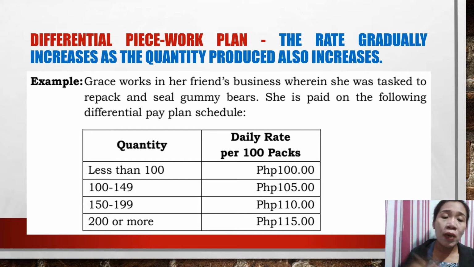Now, kung 100 pataas, 100 kutob 149, the daily rate of Grace will be 105 pesos. If ang iyang mahuman is 150 to 199, ang iyang daily rate is 110 pesos. So, if ang iyang mahuman 200 or more, pataas, makadawat siya 115 pesos as their daily rate per 100 packs. So, every 100. Nagets? Okay. So, let's try to solve this example.